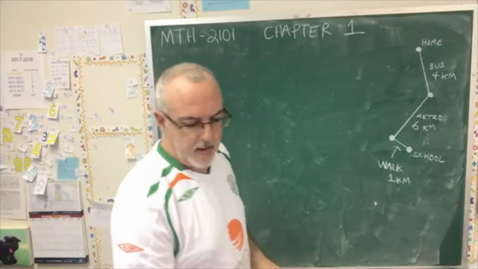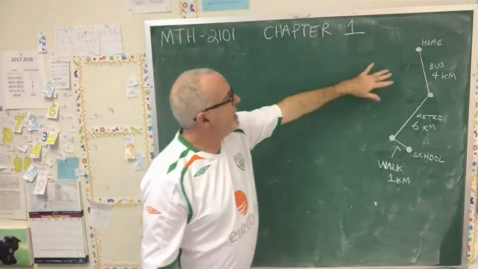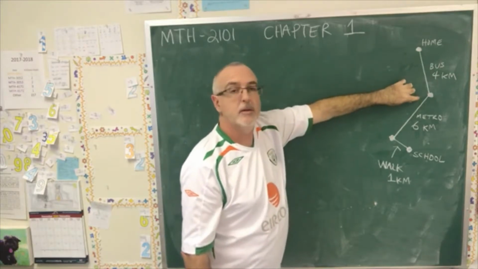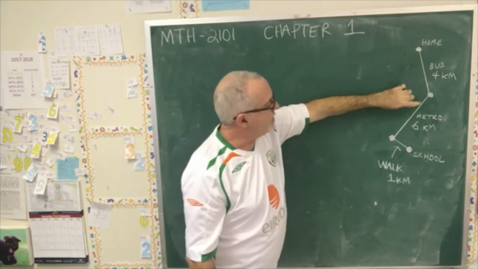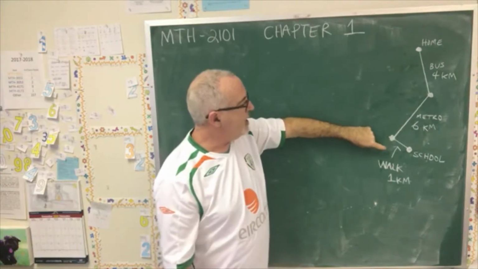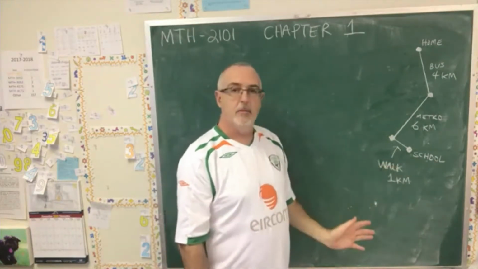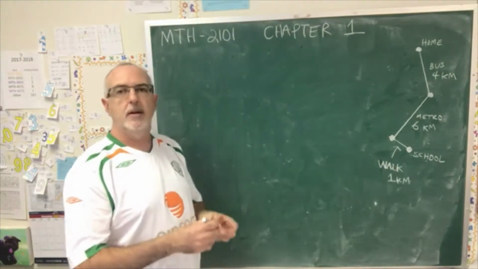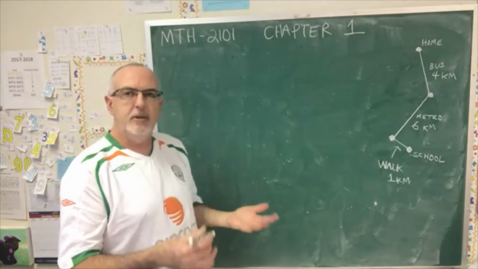First thing I'm going to talk about is this situation. From home, I take a bus 4 kilometers to the metro station. Then I take the metro 6 kilometers to another metro station, and I walk the rest of the way to school, which is 1 kilometer. So this is a straightforward situation, but we're going to deal with it in a way that uses algebra.